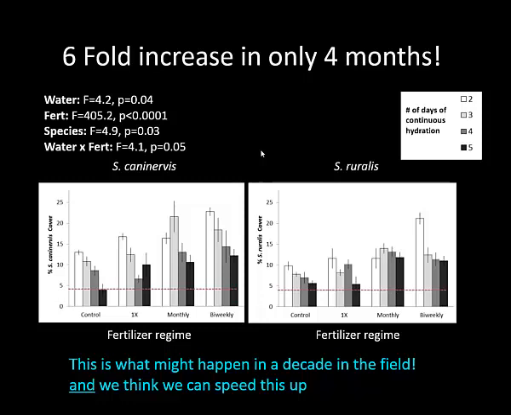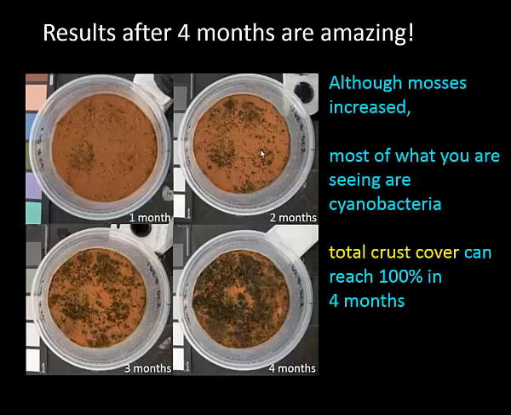And that there's a different recipe depending on which moss you're looking at. What's so amazing about this is that we were able to get a 6-fold increase in our best treatments in only 4 months, which is something that you might expect over a decade or even longer in the field. So that's a pretty remarkable time frame to grow up some mosses.